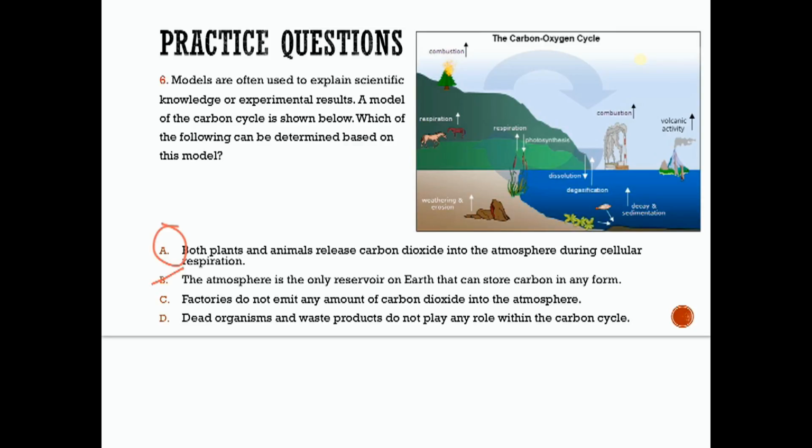If you go to C, factories do not emit any amount of carbon dioxide into the atmosphere. Well, look, here's a factory combustion releasing carbon dioxide into the atmosphere. So you can mark off C. D, dead organisms and waste products do not play any role within the carbon cycle. So you've got decay and sedimentation down here. This is actually a dead fish, okay? And it's releasing carbon back into the atmosphere. So we were correct with going with A.